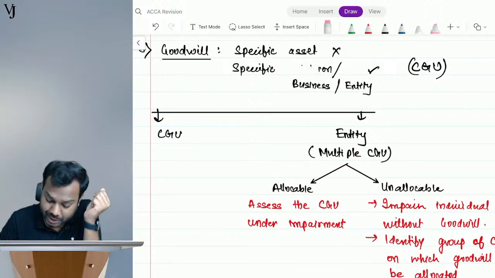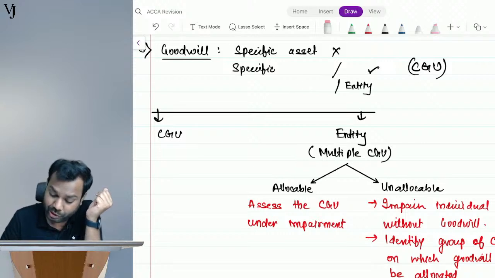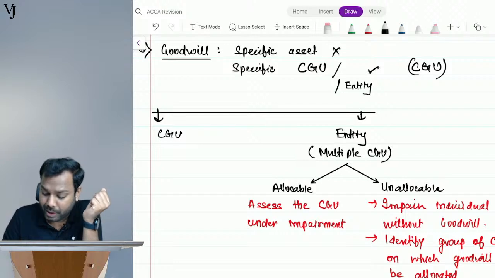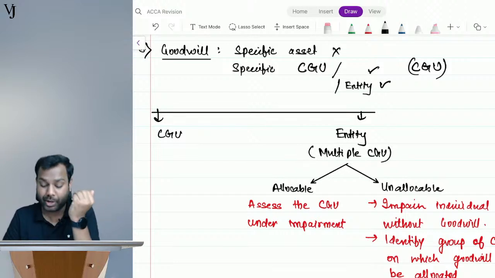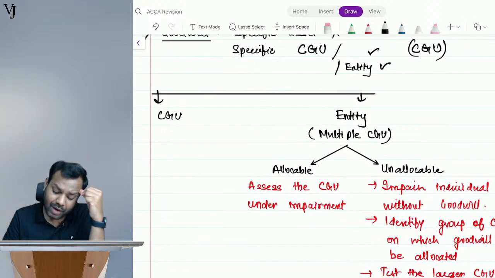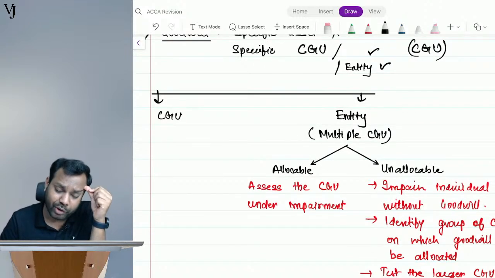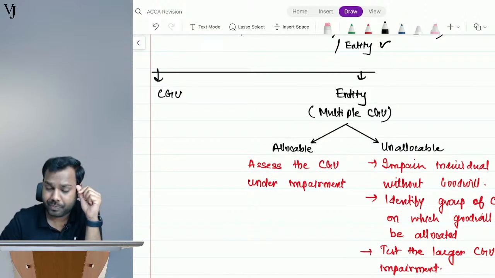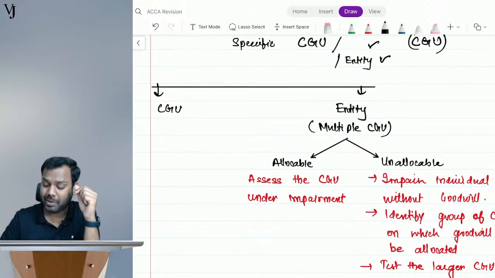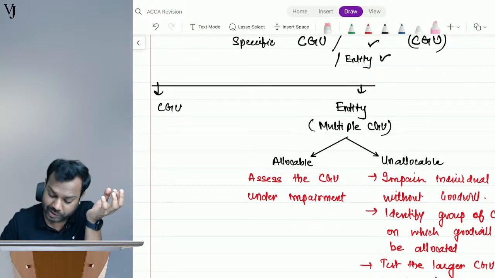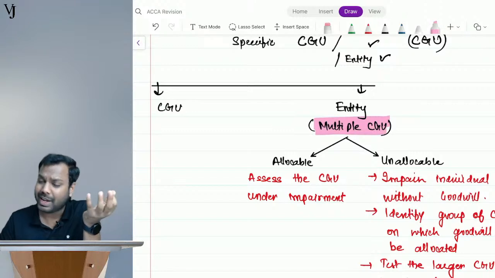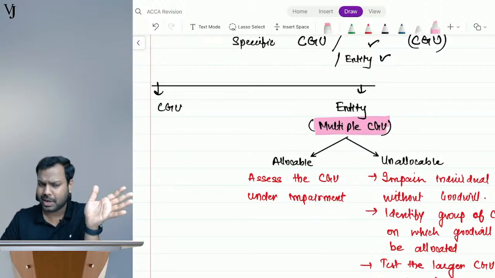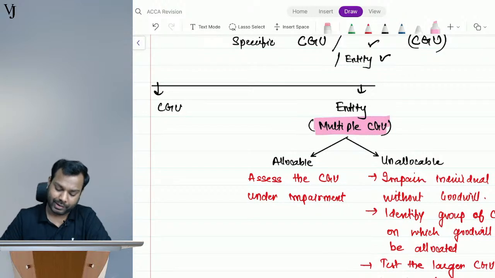I'll write CGU rather than division. Goodwill can be for a specific CGU, or it can be for an entity as well. If it is for a CGU, it's fine. But what if it's for an entity? Entity can be one CGU, or entity can be multiple CGUs. We'll take up a question on this, don't worry.